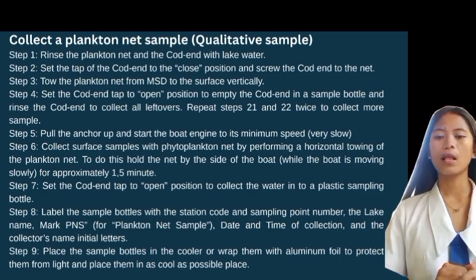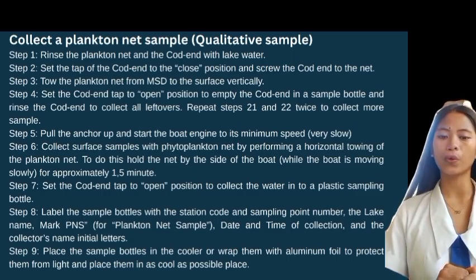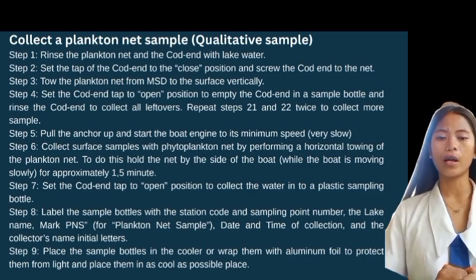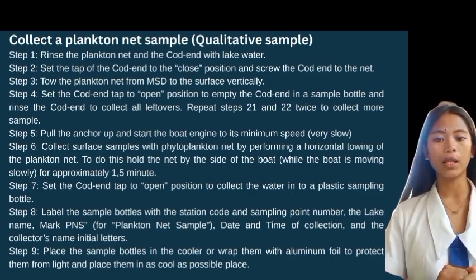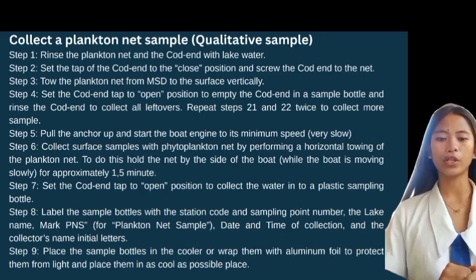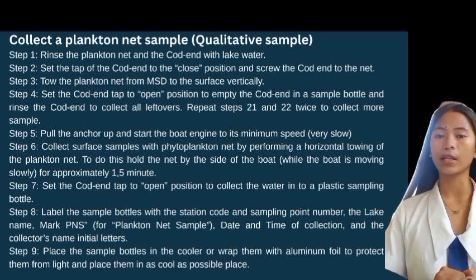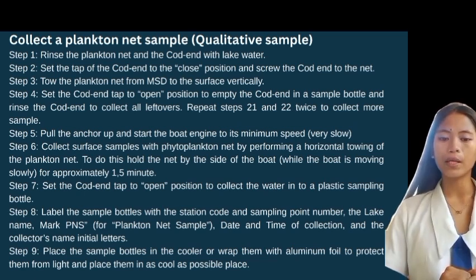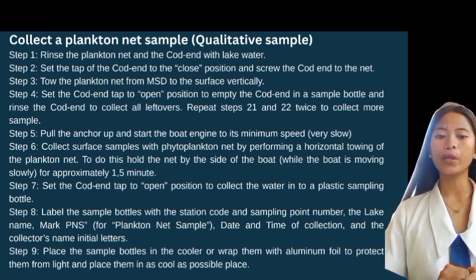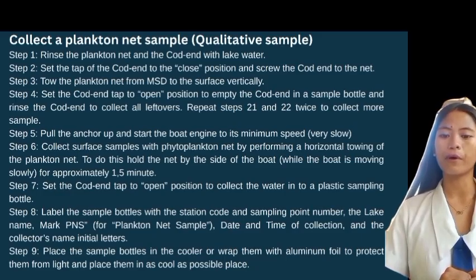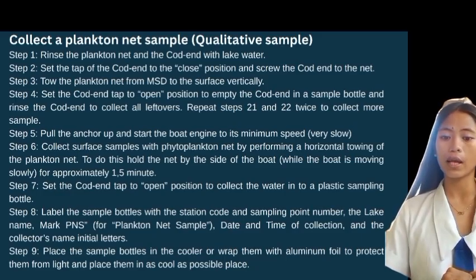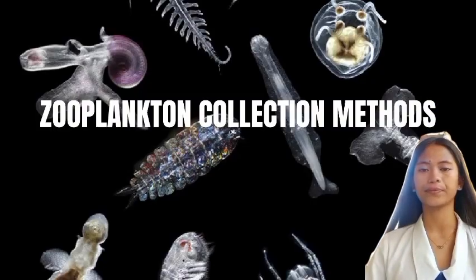Step 8. Label the sample bottles with the station code and sampling point number, the lake name, mark PNS for plankton net sample, date and time of collection, and the collector's initial letters. The last step, step 9. Place the sample bottle in the cooler or wrap it with aluminum foil to protect it from light and place it in as cold a place as possible.